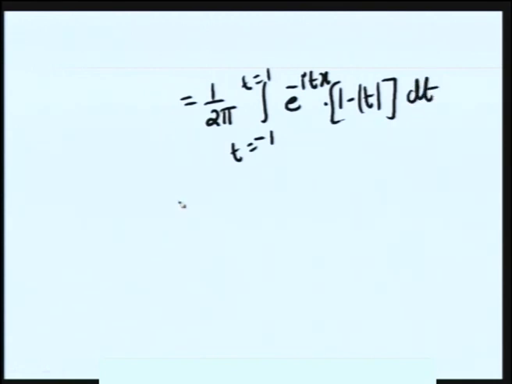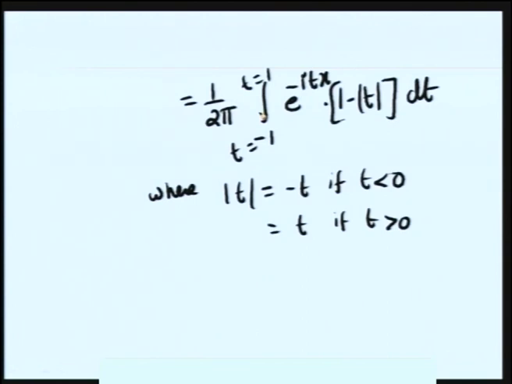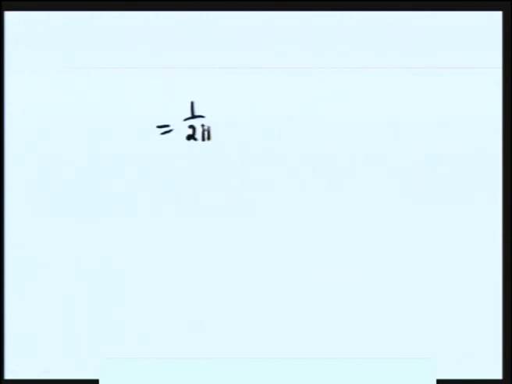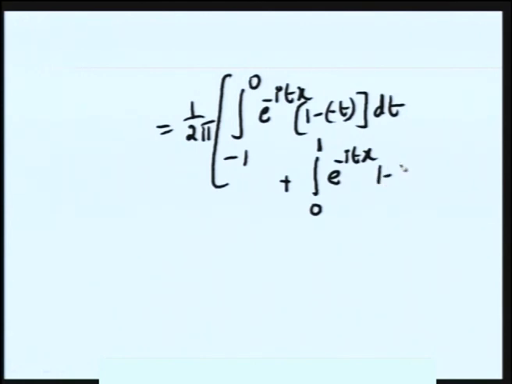And this particular modulus of t has two definitions, right. Any mod function is minus t if t is negative and is equal to t if t is positive. This is the modulus function definition. So, accordingly we have to split the integral as minus 1 to 0, which is negative, plus 0 to 1. 1 by 2 pi integral minus 1 to 0 e power minus i t x into 1 minus of minus t, right, into dt plus integral 0 to 1 e power minus i t x into 1 minus t dt.